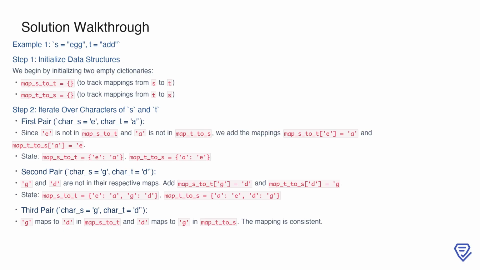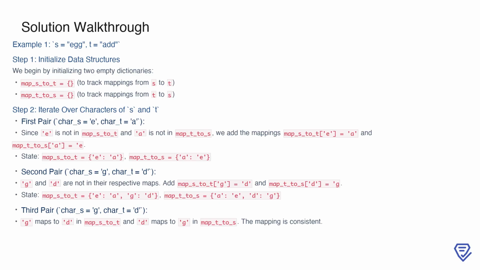After the setup, we iterate over each character pair from the two strings. For the first pair, char_s equals e and char_t equals a, neither character exists in their respective mappings, so we establish the mappings map_s_to_t, e equals a and map_t_to_s, a equals e. Now, the state of the dictionaries reflects these mappings.